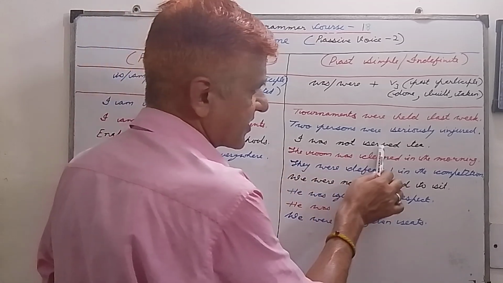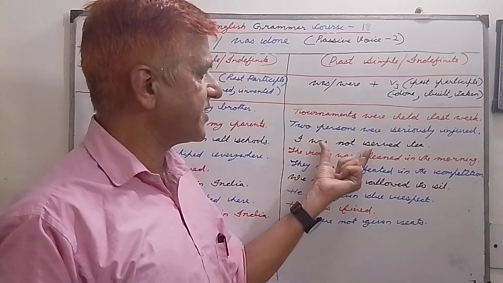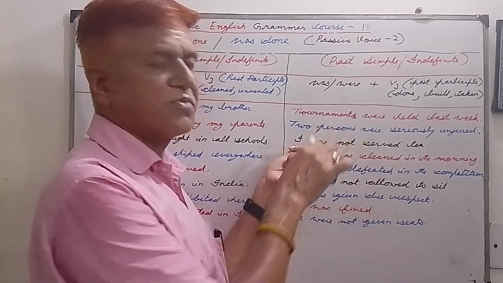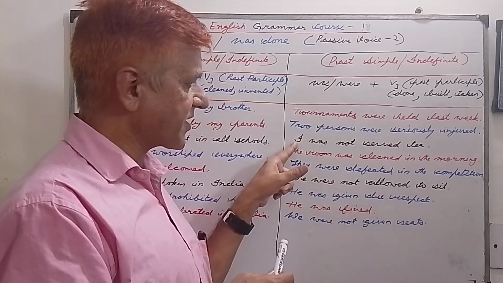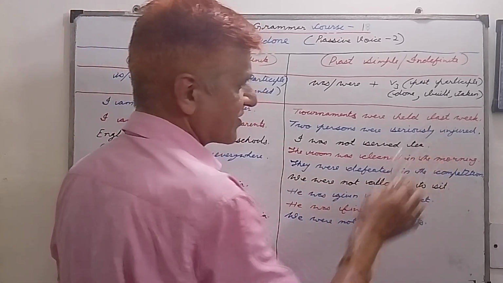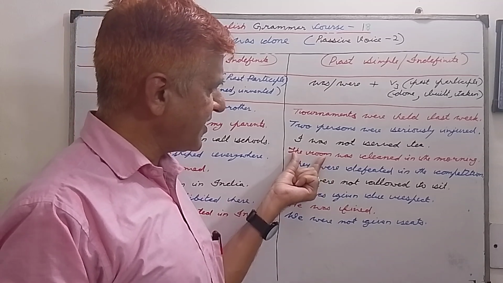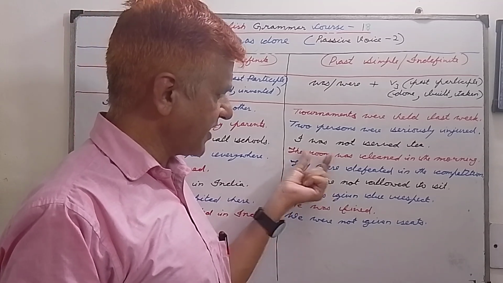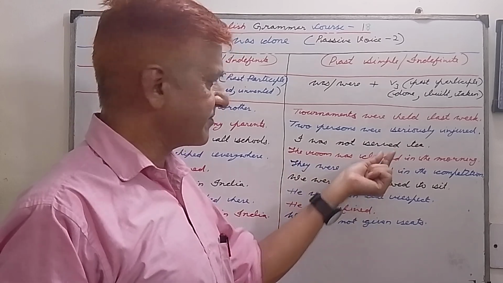I was not served tea. It means tea was not given to me. You have to take the meaning like this, because "I" is affected here. The room was cleaned in the morning. Which is getting cleaned? It is the room, which is taking the effect of the verb clean.